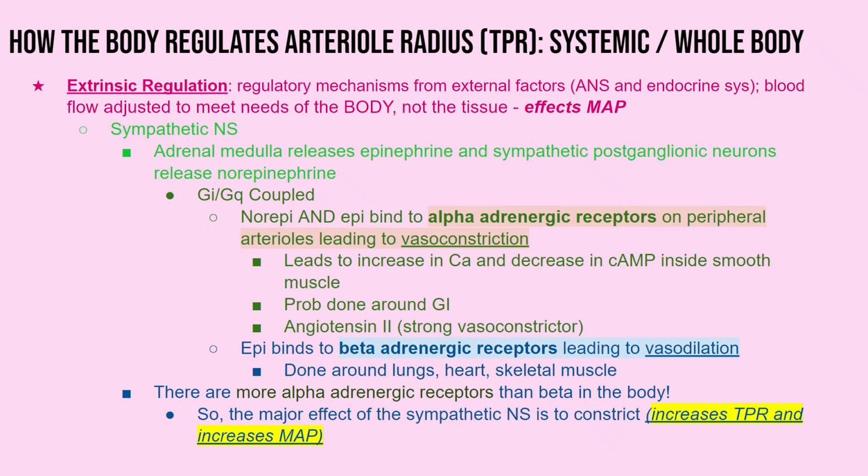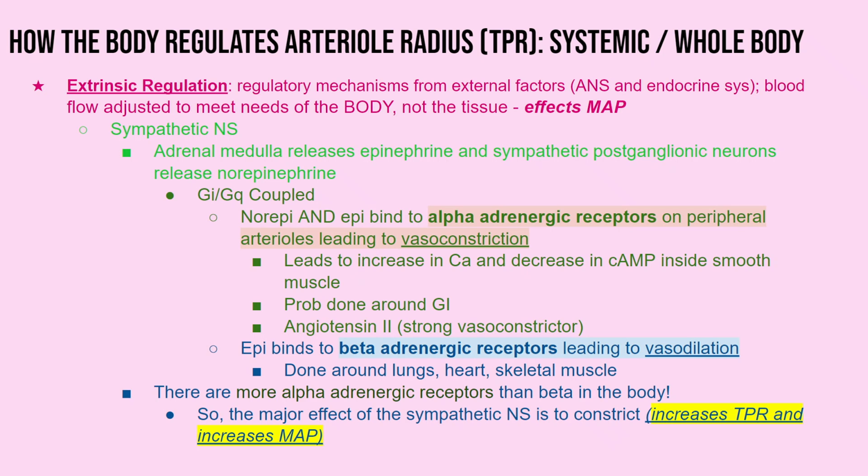Then to regulate overall blood pressure, we have extrinsic regulation. This is regulation from external factors, the autonomic nervous system and the endocrine system. Blood flow is adjusted to meet the needs of the body instead of just a specific tissue in a specific region of the body.